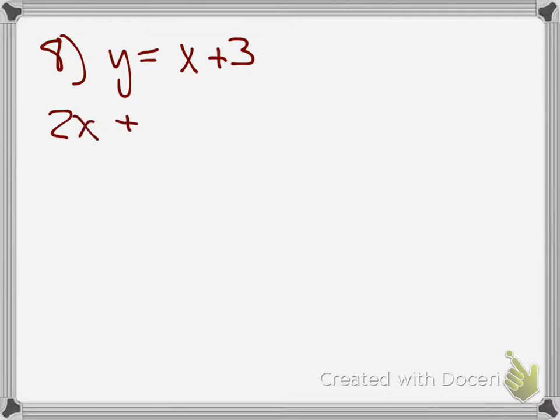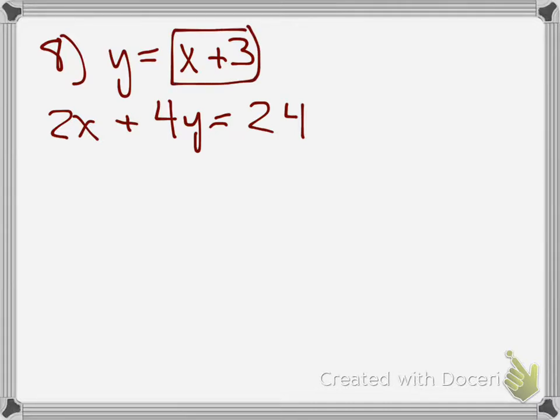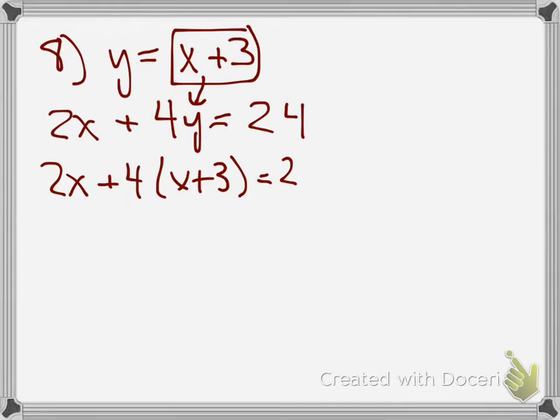Okay, so the next problem, number 8. Now we're going to do these by substitution. Again, substitution, the idea is that we substitute one variable or one equation into the other equation. So I am going to substitute this equation, x plus 3, in place of the y here, and say 2x plus 4 times x plus 3 equals 24.